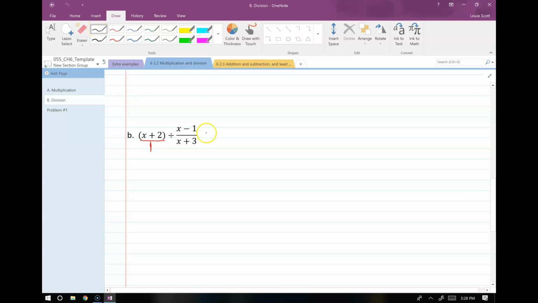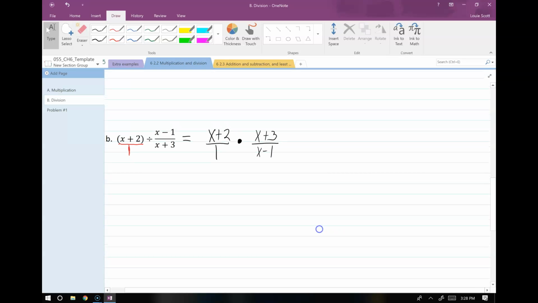All right. So for this one, we're putting the phantom 1 in there to make it equal, right? Exactly. We're putting the 1 in there just to make this make sense. So the first fraction stays as it is, x plus 2 over 1. We change the division to a multiplication symbol, and then we flip the second fraction, x plus 3 over x minus 1. And the great thing about this problem is that everything's already factored.